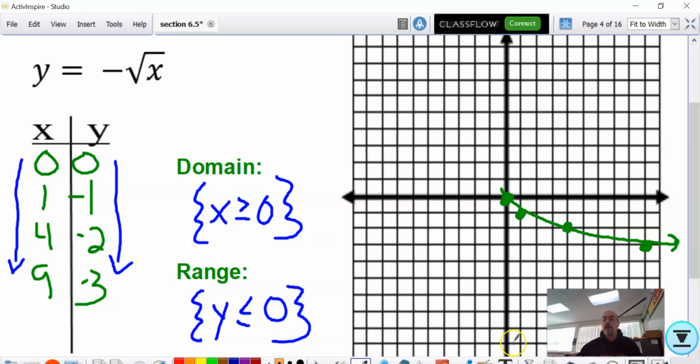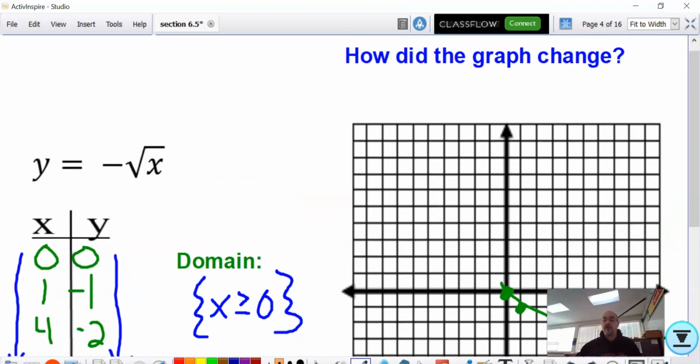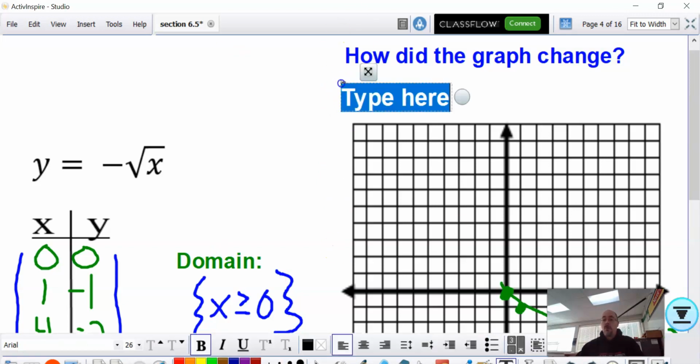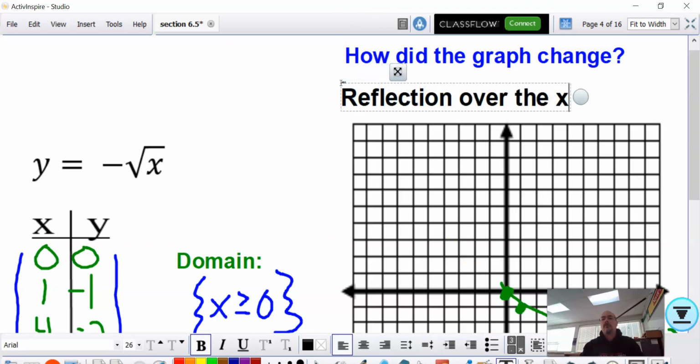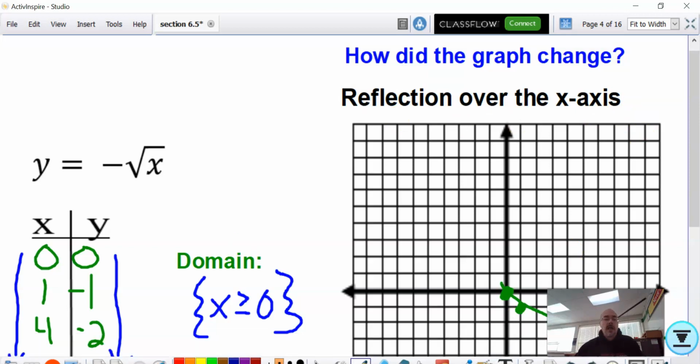Okay, they're getting smaller. And what did this one do, ladies and gentlemen? How did this one change? Well, that, ladies and gentlemen, is a reflection over the x-axis. Okay, it's a reflection over the x-axis. All right, couple more slides here. Let's keep going. Next one.